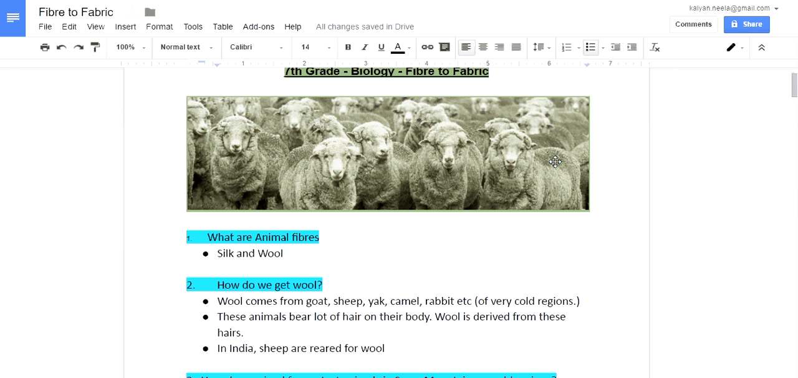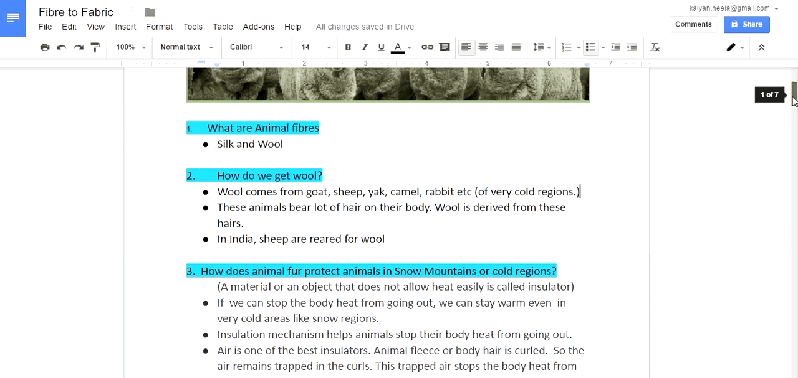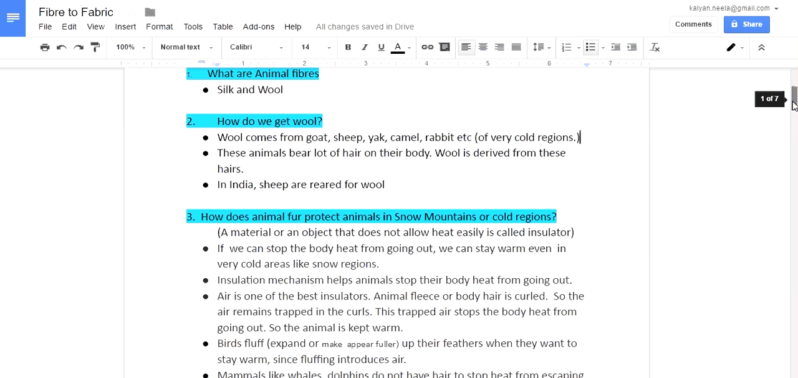You're seeing the sheep fur here. This type of sheep is not found in Hyderabad, or any southern parts or other parts of India. They're only found in the Himalayas, in places where it's very cold. So how do animals protect themselves in snow mountains or cold regions? Let us discuss how animals get protection in snow mountains.